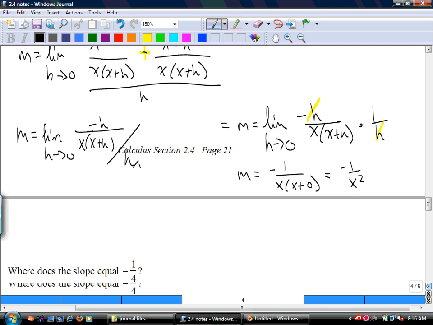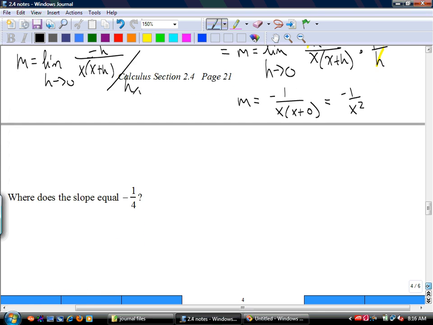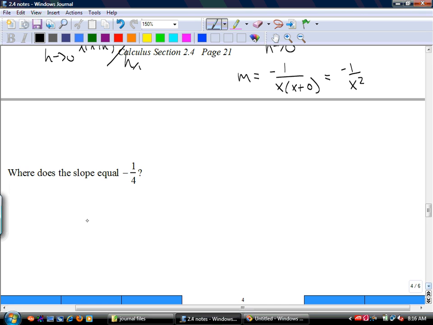Where are we at? Where does the slope equal negative 1 over 4? Okay, we'll do that, and then we'll stop for a couple of minutes. So, m is negative 1 over 4, and that equals negative 1 over x squared. One could do this by inspection, or one could do it through algebraic manipulation.